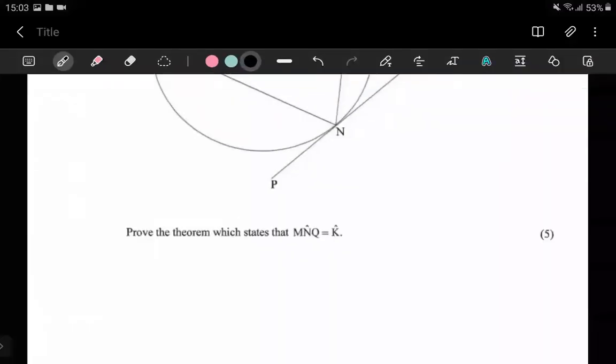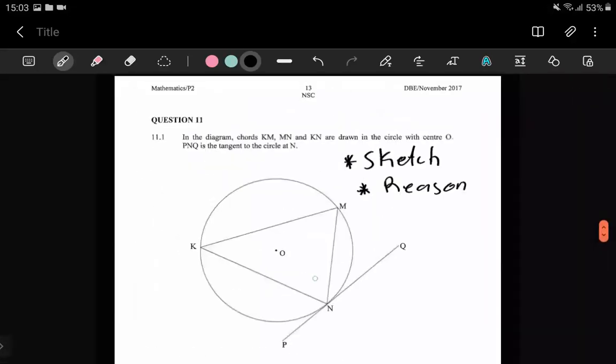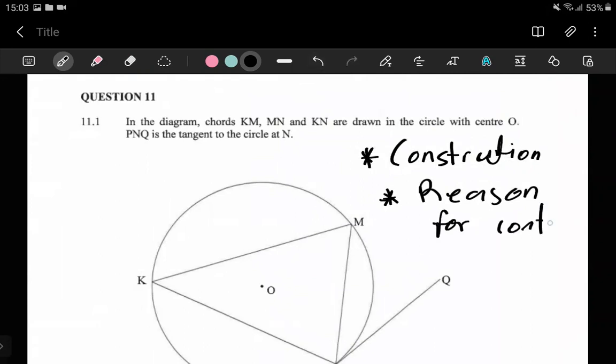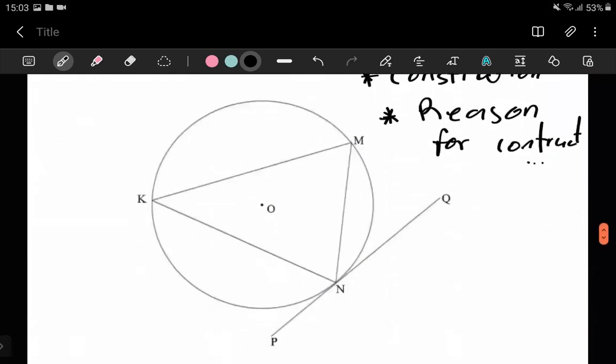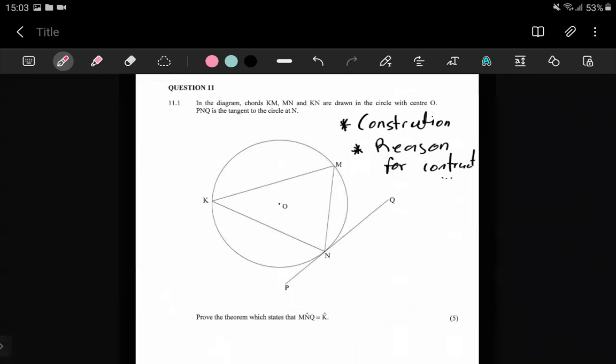Anyways, the first thing is, if you're gonna prove the Tan Chord theorem, as I said, you have to make a sketch, or you have to draw. It's more like a construction, not a sketch. Let's say construction. Construction, and then you need to know the reason why. So you can say reason for construction. Because if you know the reason for construction, you will always be able to remember to make that construction in the first place. So this is the construction that we make, right?